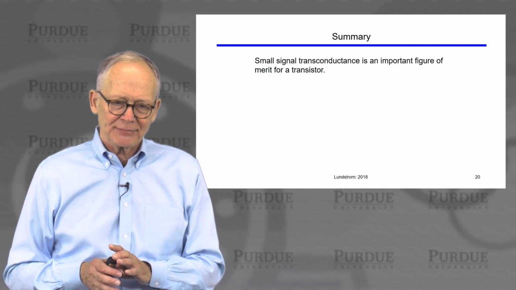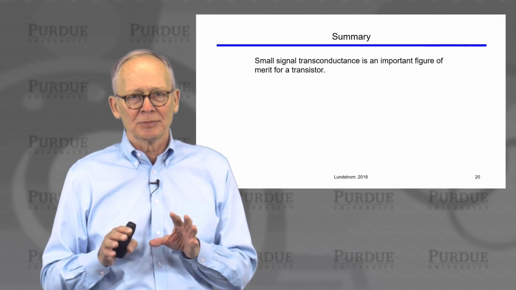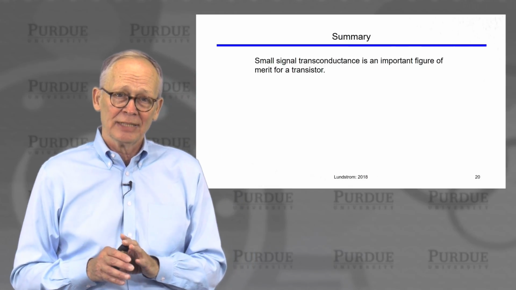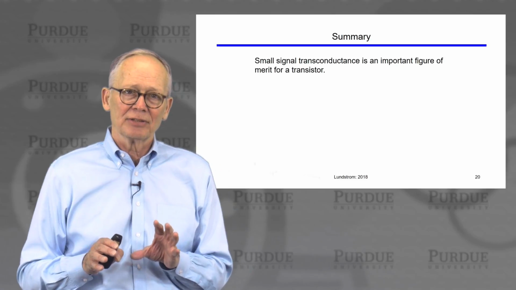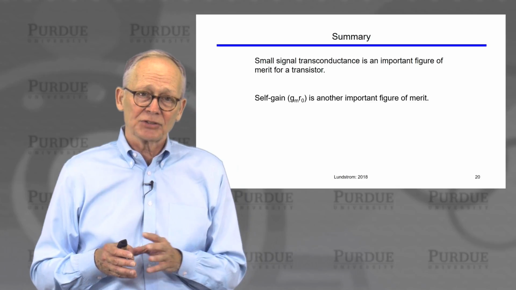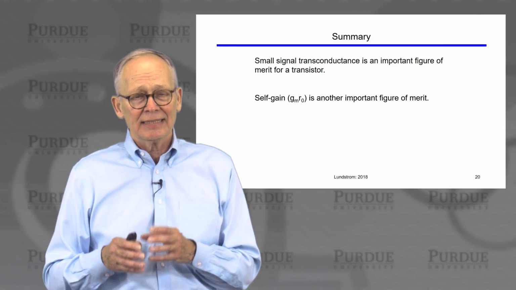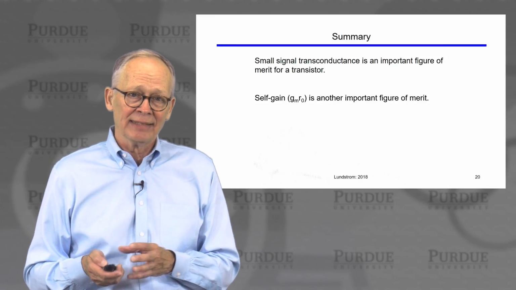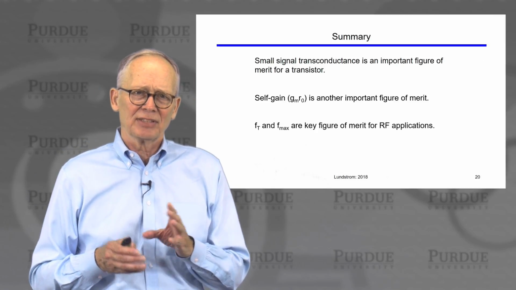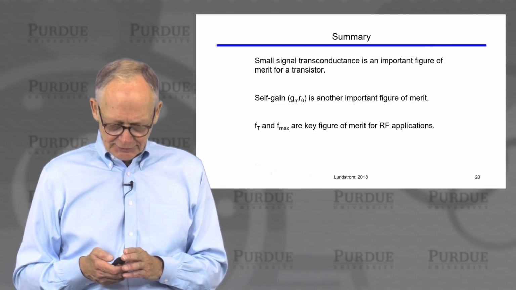All right, let's wrap up. So we've just had a quick look at analog circuits and what's important in terms of transistor characteristics for analog circuits. Small signal transconductance is really important because it is a measure of the transistor's ability to amplify analog signals. Self-gain is also important. That brings in the output resistance, and the output resistance of a transistor is also important because it limits the maximum gain that will be available in an amplifier. And f t and f max are very important figures of merit because they help us determine how high in frequency we can use these transistors.